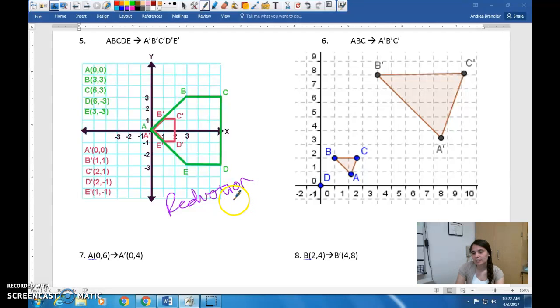And then to find the scale factor of our reduction, we need to figure out what do I multiply these points of my original image, so these green points, by to get to my red points? So I would just pick one, so I'll pick the x value of my B point, which is 3, and then I have to multiply that by the scale factor, and it ends up equaling 1. So to get k by itself, I would divide by 3 on both sides, and k is equal to 1/3.